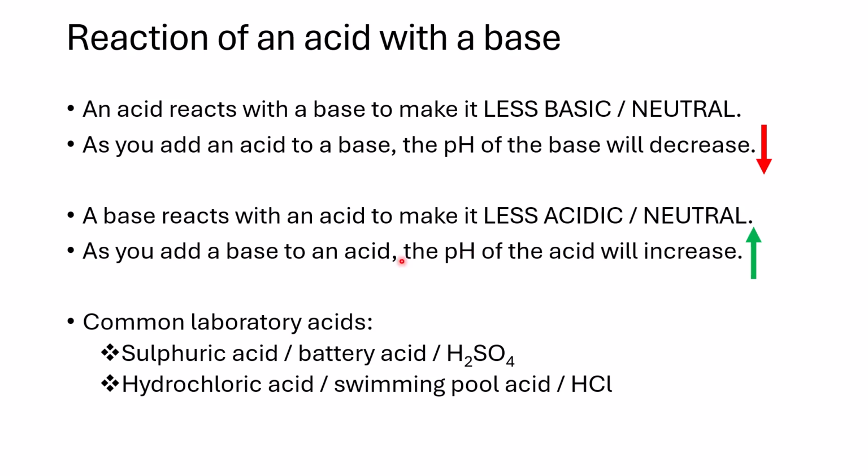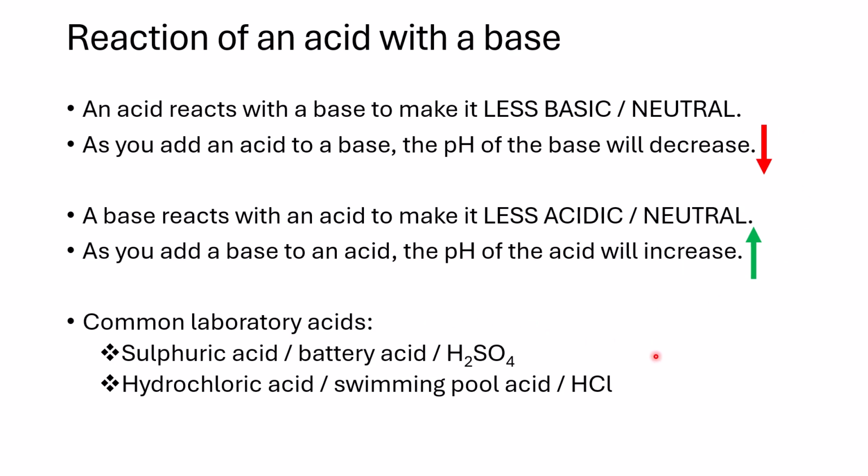The opposite is true when you add a base to an acid. A base reacts with an acid to make it less acidic. So an acid is very acidic. If you add a base to an acid, it becomes less acidic, closer to neutral. So because an acid has a low pH, a pH below 7, if you add a base and it becomes less acidic, the pH will increase and get closer to 7. So don't get confused between the two. Those two facts are very important.